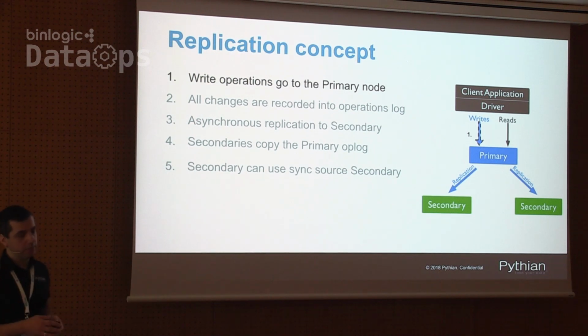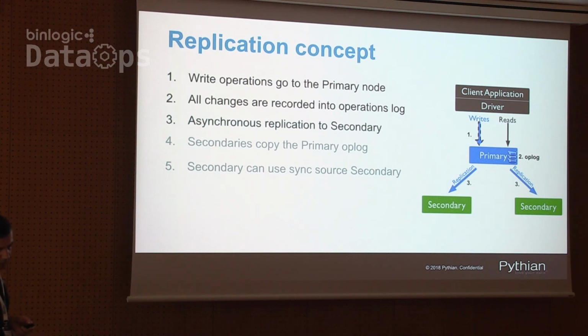How does the replication concept work with MongoDB? All the writes from the application come to the primary node. Then all the changes are recorded into the primary node's oplog, which stands for operations log. It's a capped collection that is idempotent. All the writes that come in that order are asynchronously replicated to the secondary nodes.